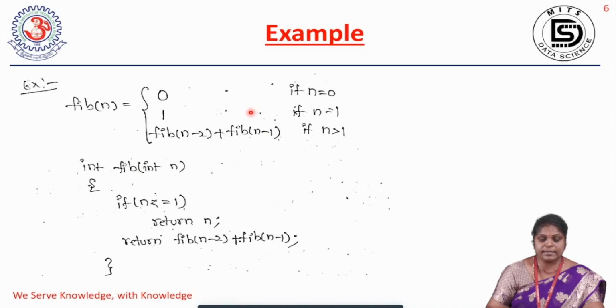If you see the recurrence relation of the Fibonacci series, this is the recurrence relation. If n value is 0, the series value is 0. If n value is 1, the series value is 1. If n value is greater than 1, the value is calculated as Fibonacci of n minus 2 plus Fibonacci of n minus 1. So this is the sum of the previous two terms. If you write the recursive algorithm for the Fibonacci series, this is the recursive algorithm. If n is less than or equal to 1, then return n. Otherwise, return Fibonacci of n minus 2 plus Fibonacci of n minus 1.